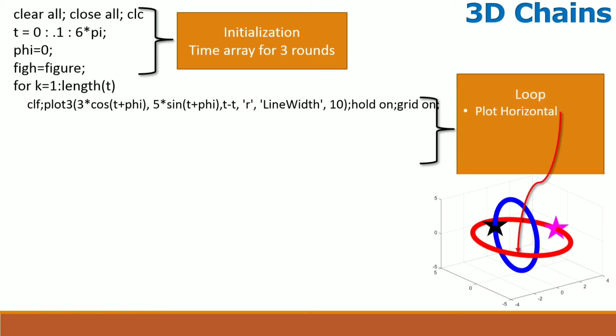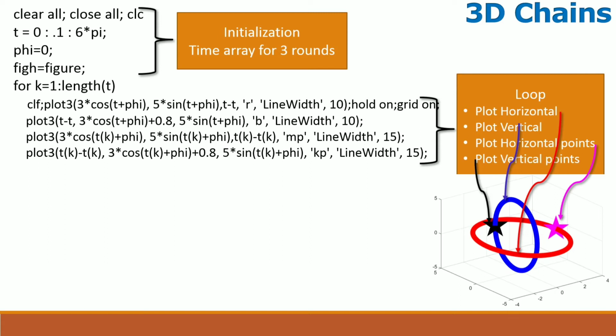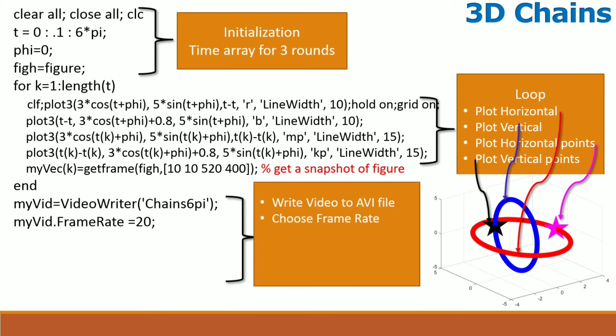In the first instance, we draw the horizontal plane curve and then the vertical one. Next we draw the pointwise curves of both these curves as shown by the moving stars. The Matlab getFrame function is used to get a snapshot of the figure and saved in the variable mvec. After the loop, the frames are written to a video file.